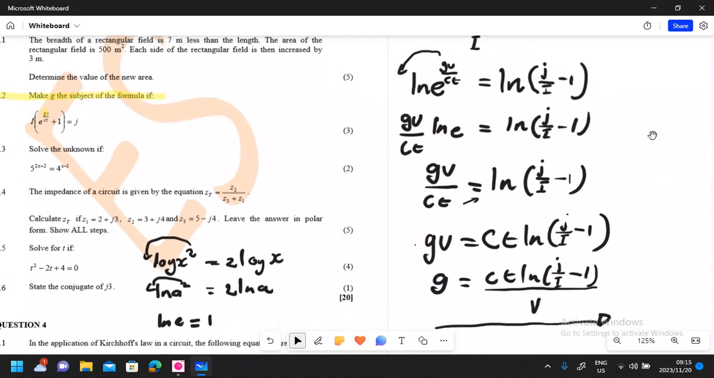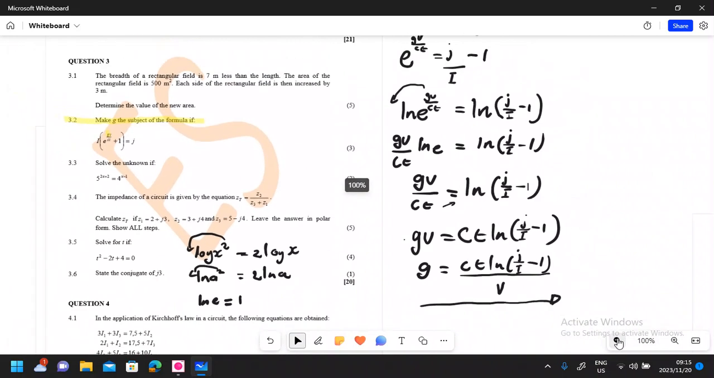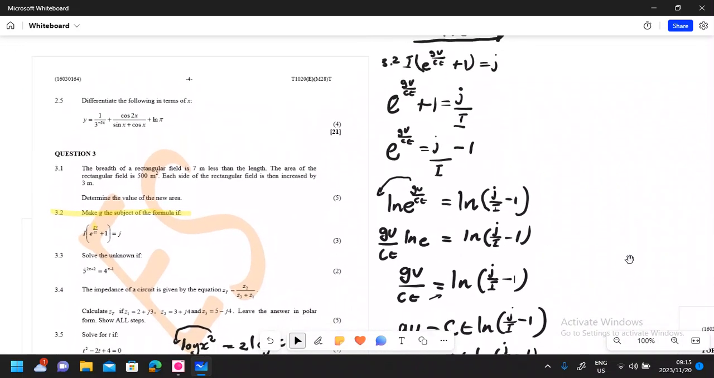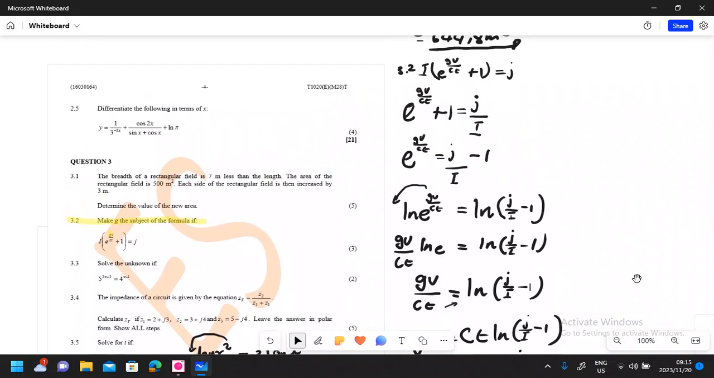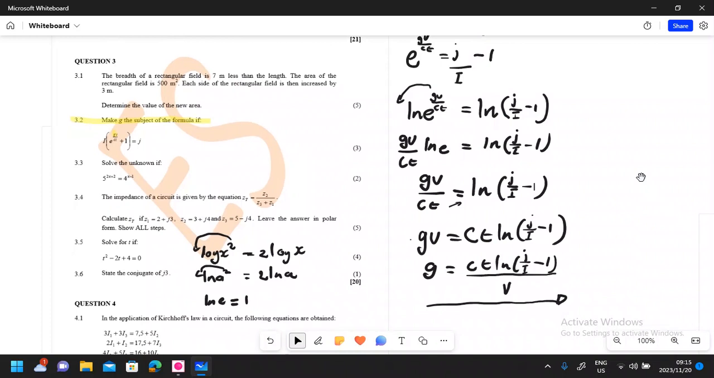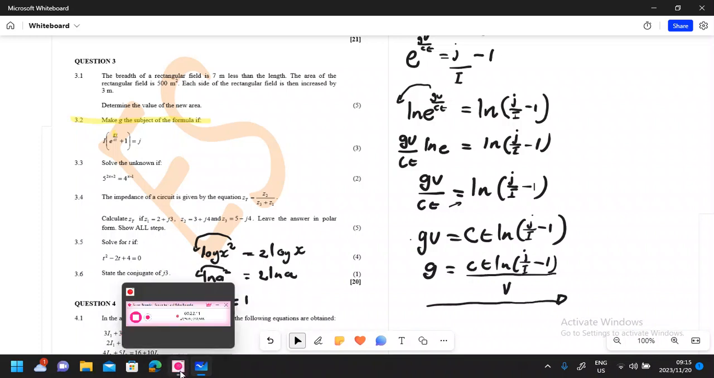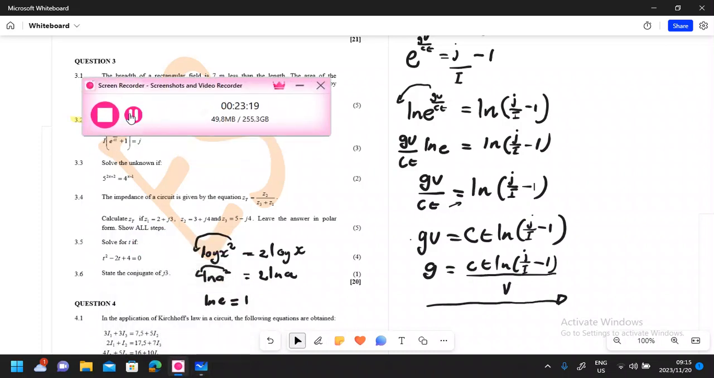To make G the subject of the formula. I hope, guys, this was not too much. This is basically how many marks? 3 marks. Okay, I know it looks like it's too much, but it looks like this because I'm explaining everything here, guys. If you don't understand this question, or if there's somewhere that you missed out, you can just rewind and rewatch the part of the video that you didn't understand. Okay, guys, we are done with 3.2. It's time for us to do the other question.